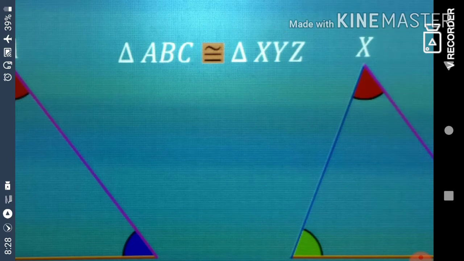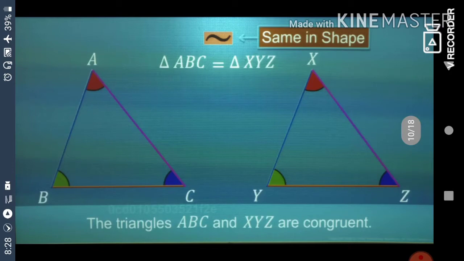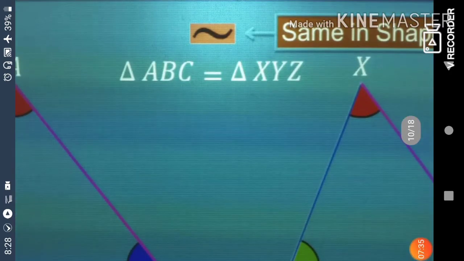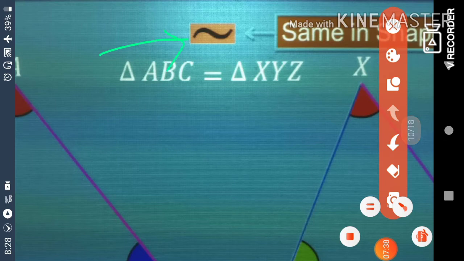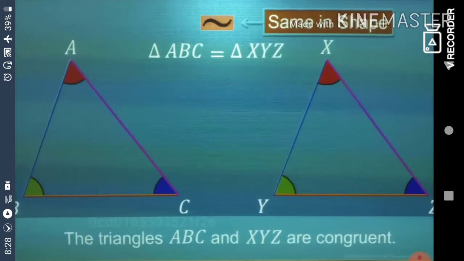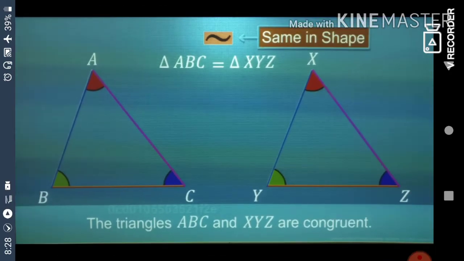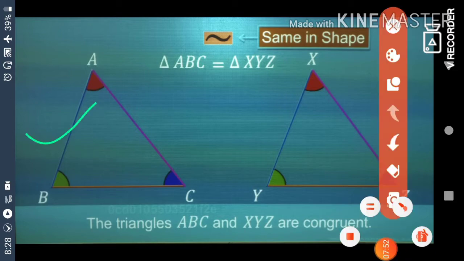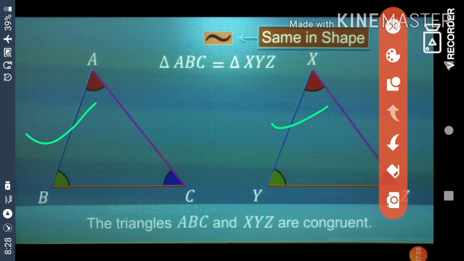Now let me explain the meaning of this symbol. This sign, which looks like this, means same in shape, and equal to means same in size. The figures given here are triangle shaped. Circle is a shape, quadrilateral is a shape. These are called shapes. The figures should be same in shape, and they should be same in size also. Here we have seen that all sides and all angles are equal to each other. That's why they are congruent.